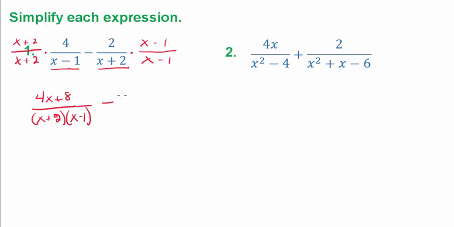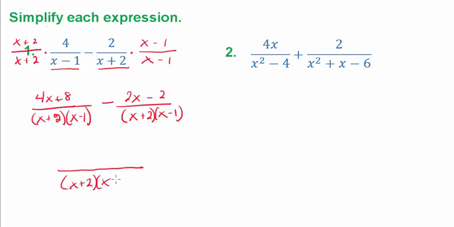Minus, I'm going to distribute again, so 2 times x minus 2 times 1, which is 2, over x plus 2 and x minus 1. From here, I will combine the like terms of the numerator, and the denominator will stay the same. So the denominator is x plus 2 times x minus 1, just like you would with numerical values. 4x minus 2x will be 2x, and 8 minus a negative 2 will be plus 10. Now notice the double negative, that's why I added the 8 plus 2.